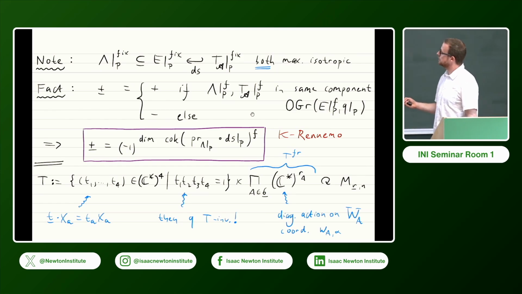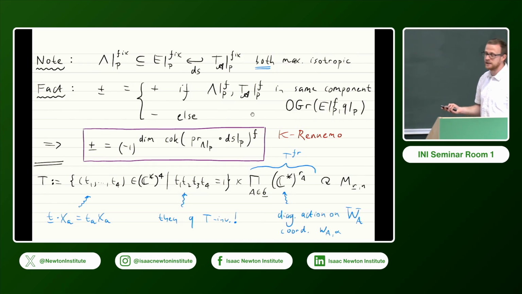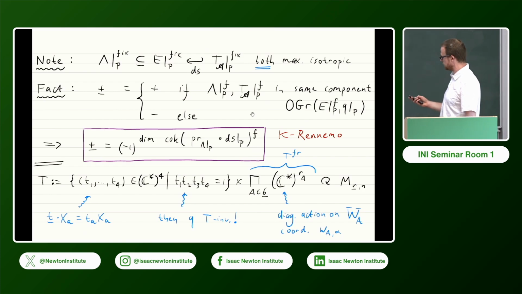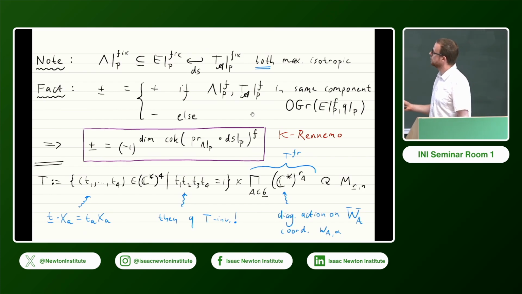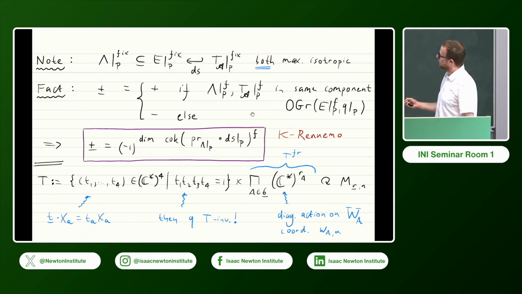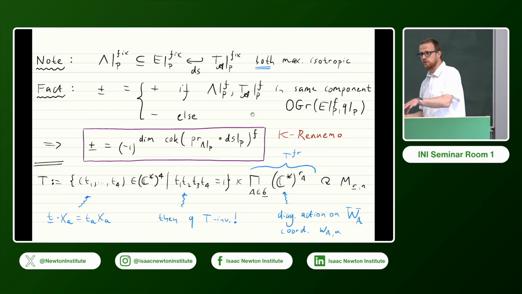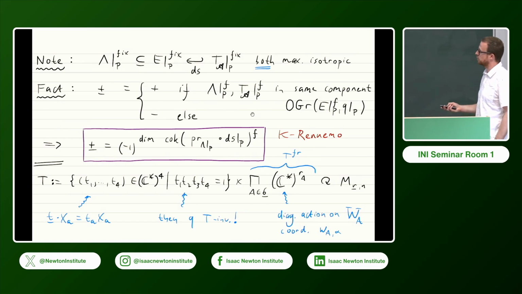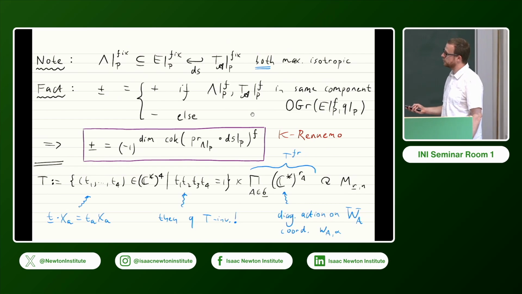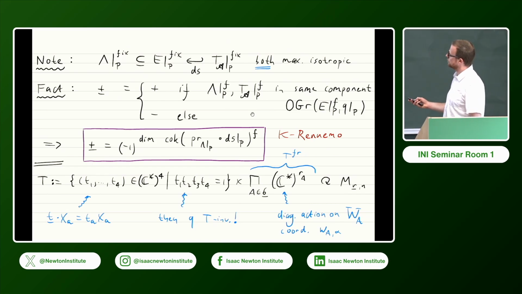And you can actually write this in terms of formulae as follows. This is joint work with Jürgen Rennemo. You can look at the composition of the differential, ds, and then project onto the maximal isotropic lambda and take the co-kernel. Then it turns out if you take the fixed part, that gives you the parity that you're after.